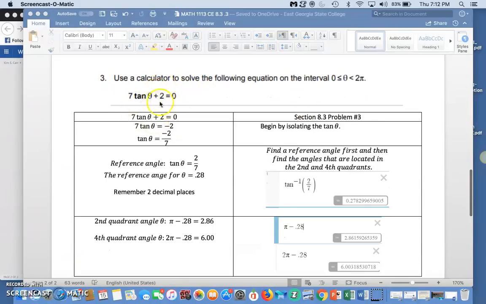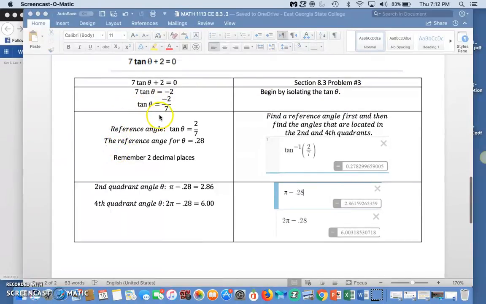Okay, we're solving an equation, and just like if you were solving 7x plus 2 equals 0, you would move the 2 to the right side and then divide by 7. So that's exactly what we're going to do. We're going to subtract 2 from both sides, or move it, we get a negative 2, and then we divide by 7. That's how we isolate the tan.